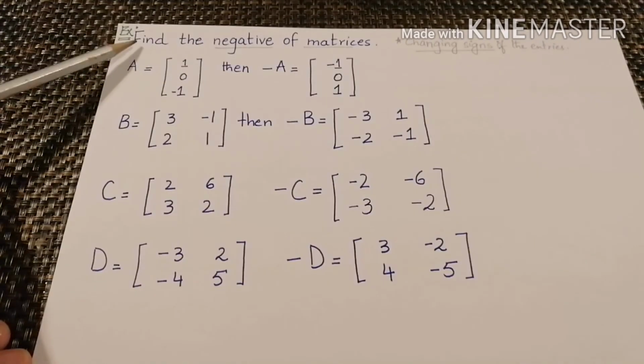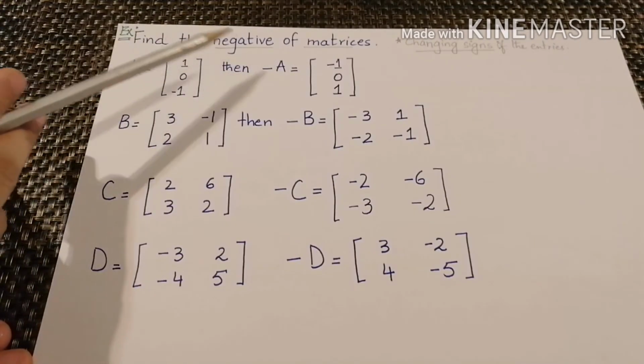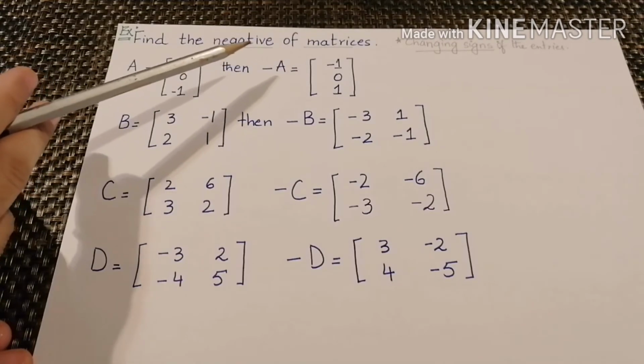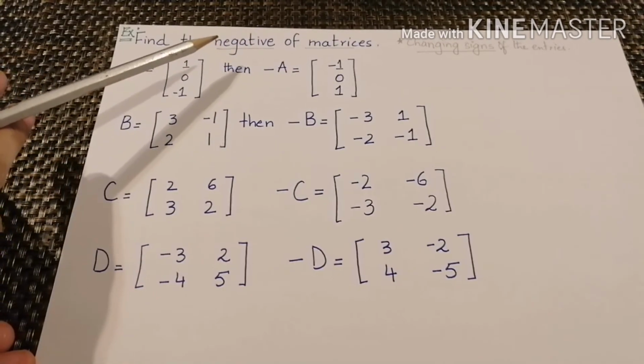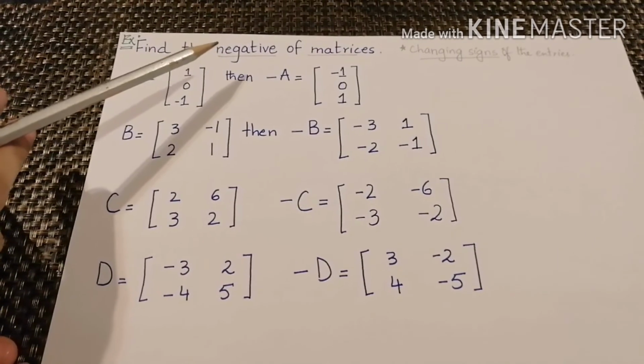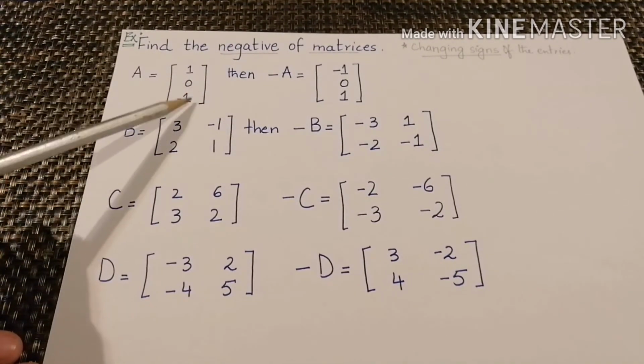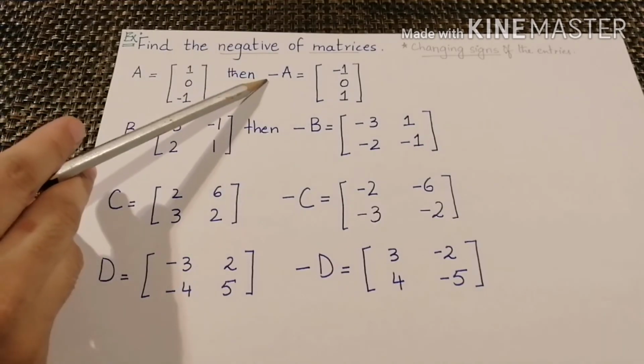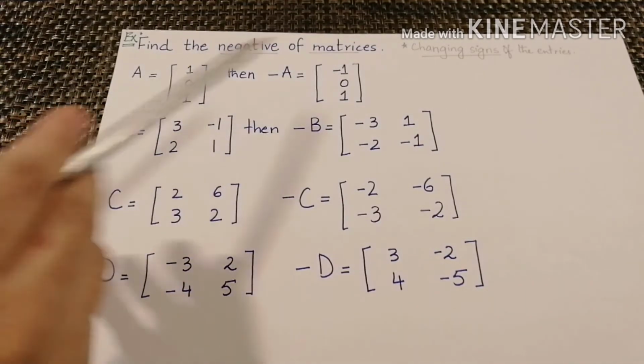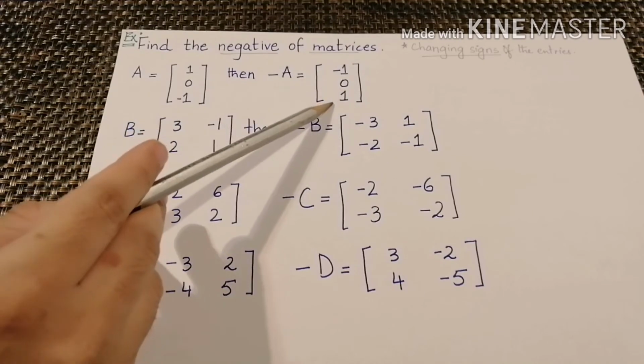Now let's do some exercise questions. Find the negative of the matrices. Now the key point, as I told you before, is changing the signs of the entries. Question number 1, A is equal to [1, 0, 1]. Now negative of A is, we will change the sign, [-1, 0, -1].